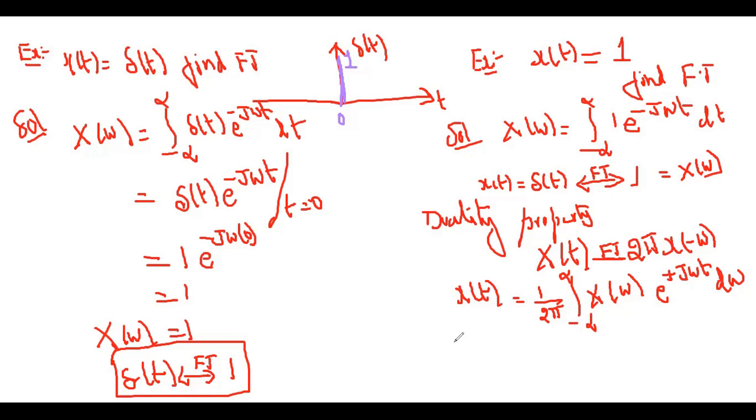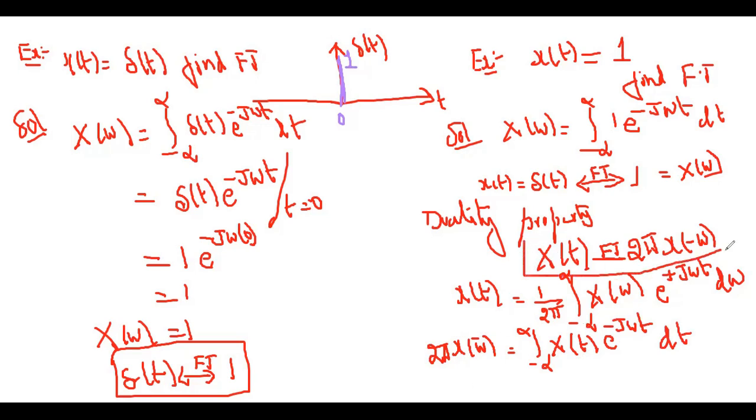Interchange omega and t. It becomes x of omega, and cross multiplying gives 2 pi. Changing this omega to minus omega, it becomes the integral from minus infinity to infinity of x of t, e power minus j omega t dt. This is nothing but the Fourier transformation definition, but the pair is: x of t has the Fourier transformation, and the Fourier transformation of x of t is 2 pi into x of minus omega.